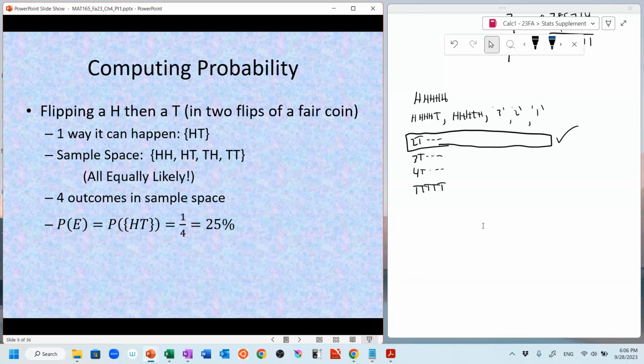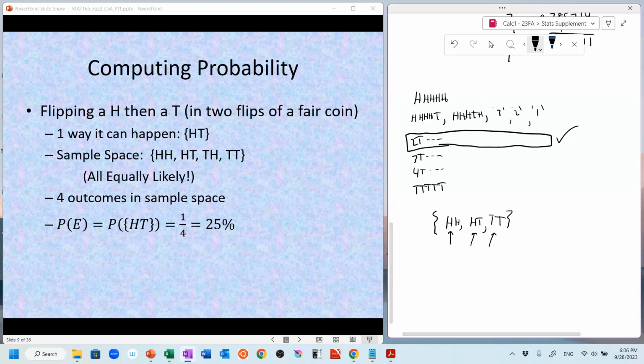So let's look at another example. What if we were looking at flipping a coin and we wanted to know what's the probability that we flip a head, then a tail in 2 flips of a fair coin? Here we have to be a little careful with our sample space. We don't want to make a sample space like this, where we might be thinking of this as getting 2 heads, getting 1 head, or getting 0 heads.